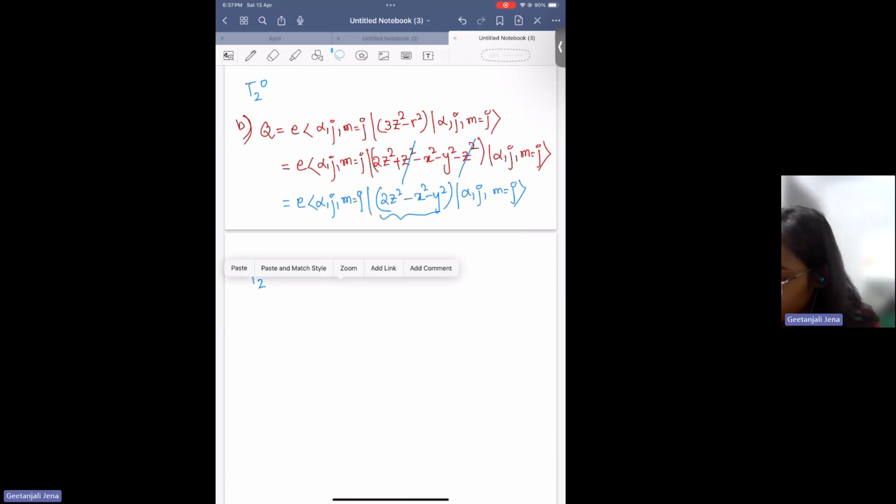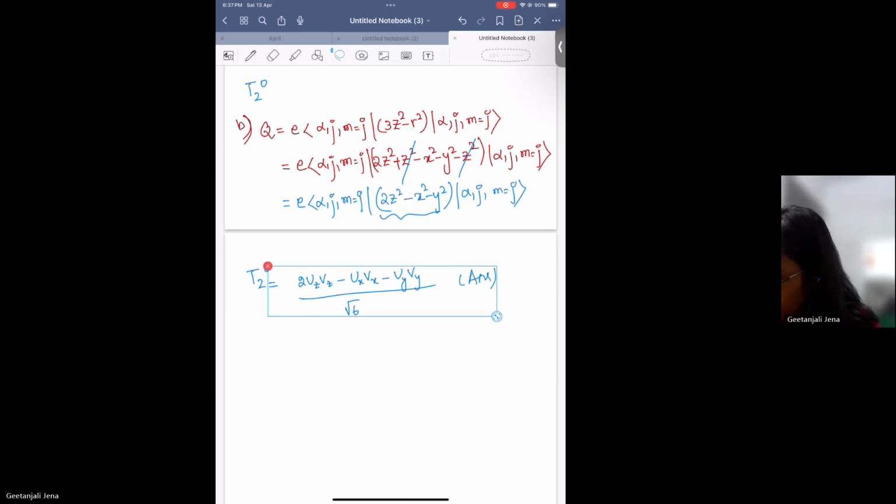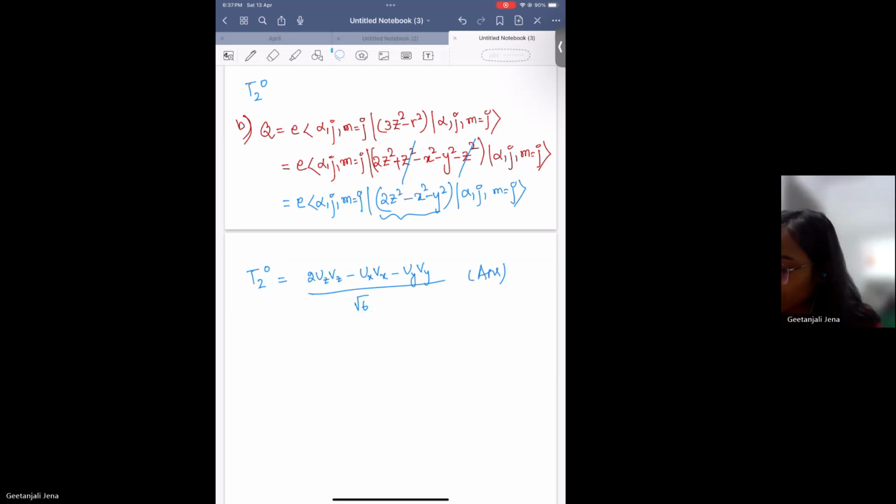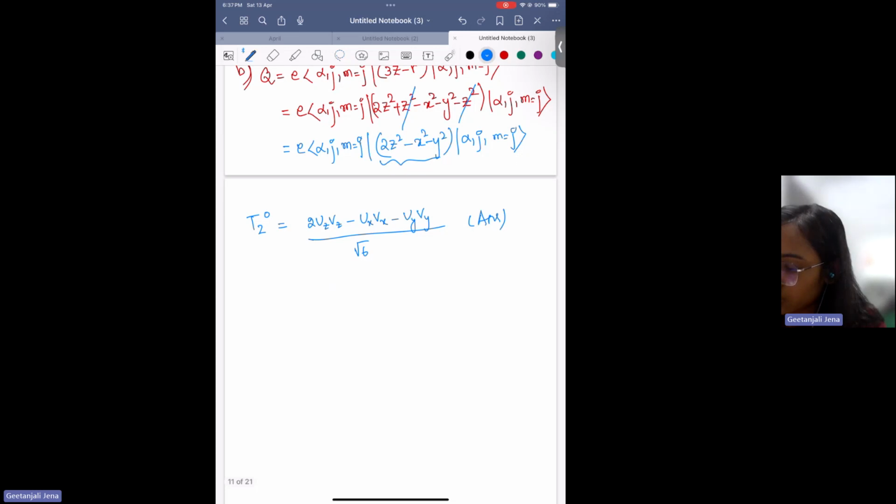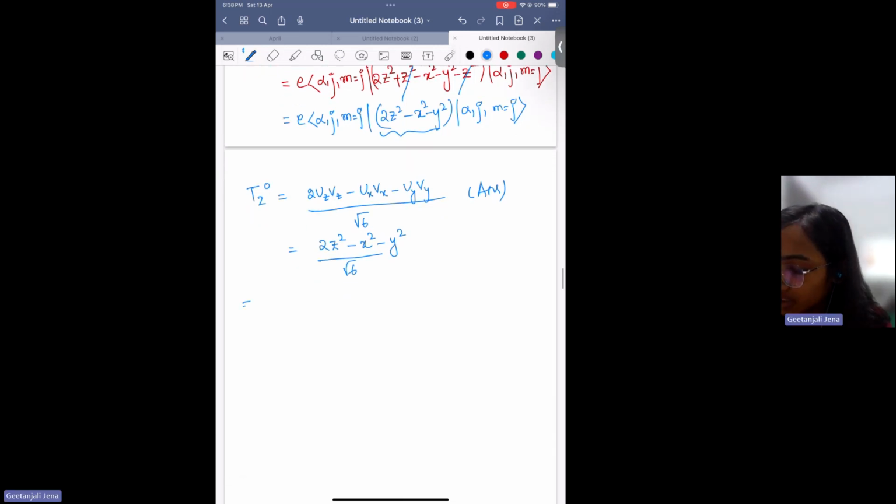So the T20 component is this one. In this, we have to put ux as x. It will be 2z square minus ux, vx will be x square minus uy, vy will be y square, divided by root 6. So that means it is 2z square minus x square minus y square would be root 6 times T2 0.